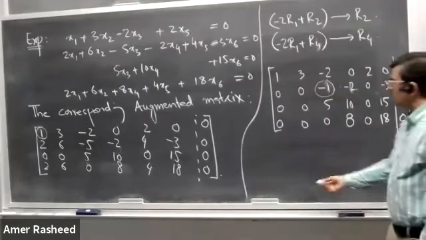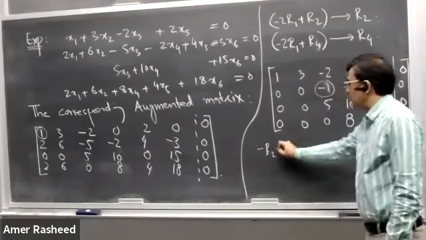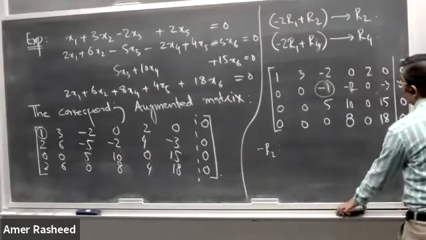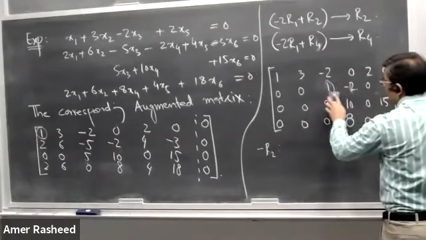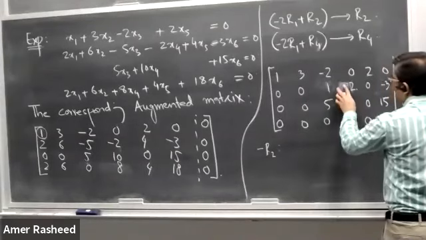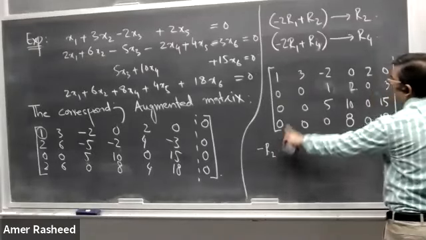How can we make it 1? We just multiply R2 with negative sign. Okay. So R2 को अगर आप negative से multiply कर दें, you get 1 here. So I'm going to apply it here. Negative यहाँ पे positive हो जाएगा, यहाँ पे भी positive हो जाएगा. So after applying this operation, we get this.